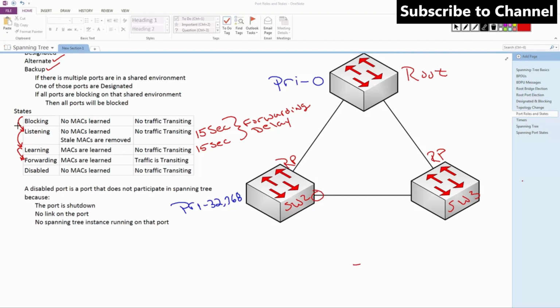Now, what is a disabled port in spanning tree? A disabled port in spanning tree is a port that's not running spanning tree. Spanning tree is not running on that particular port. Okay? So this could be a port that's been shut down. This could be a port that doesn't have any link, because it's not getting the link from the other side. Or it's just the fact that you're not running spanning tree on the interface at all. It doesn't have a spanning tree instance.